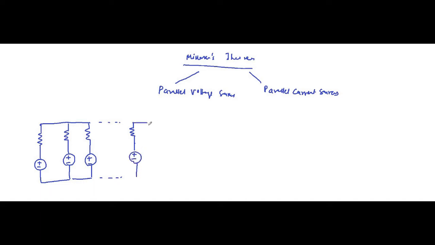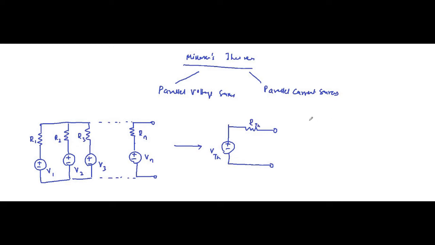Let's call them R1, R2, R3. This is the nth resistor. This is Vn. This is V3. This is V2. This is V1. If we want to convert it into a simplified form, particularly the Thevenin equivalent form like this, this is the format to convert it into a simple form.